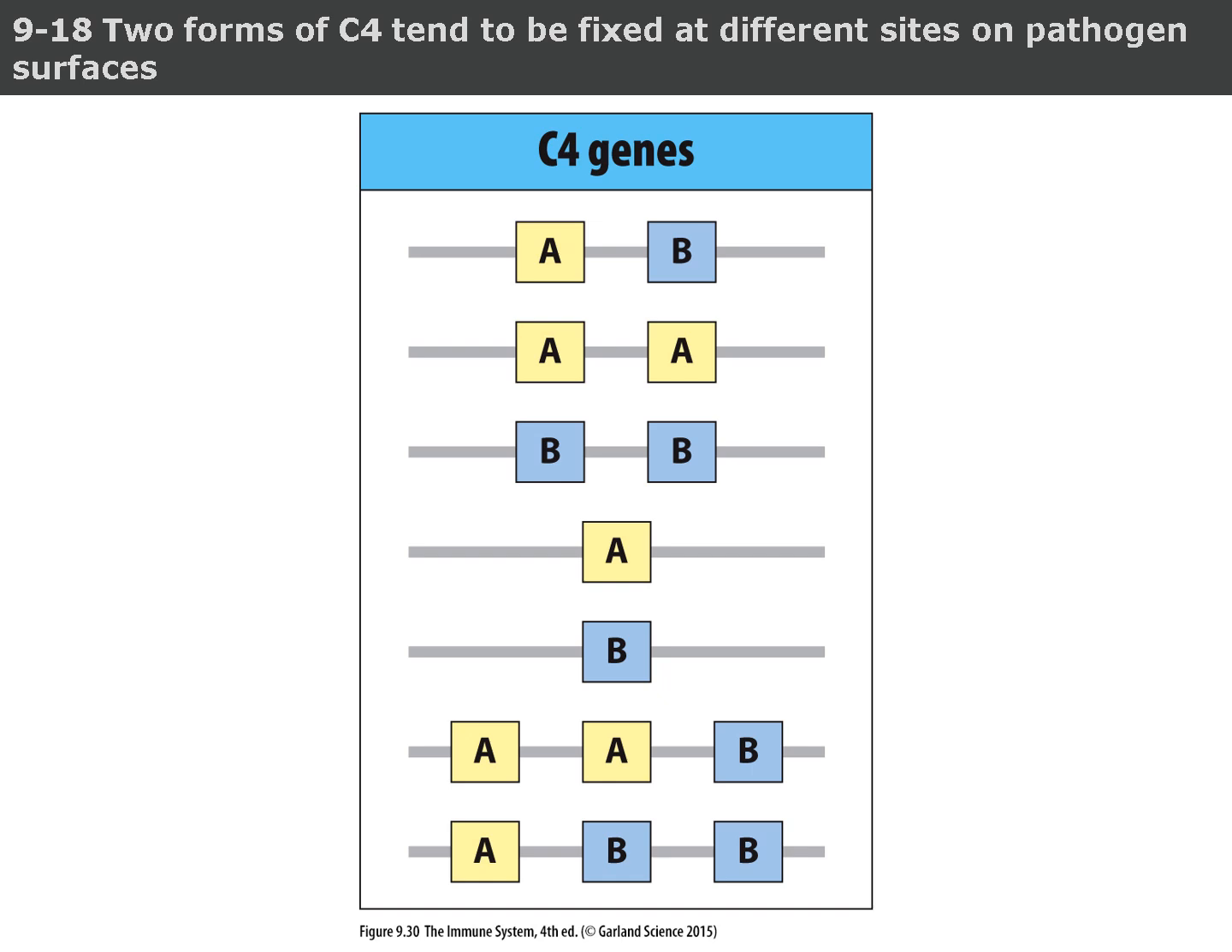C4a tends to bind to amino groups, favoring protein-rich surfaces. C4b tends to bind to hydroxyl groups, favoring carbohydrate-rich surfaces. This diversity allows the complement system to adapt to a wide variety of microbial surfaces, increasing its ability to label pathogens for clearance. The distribution of these gene variants varies between individuals, contributing to immune system variability and potentially influencing susceptibility to infection or autoimmune disease.